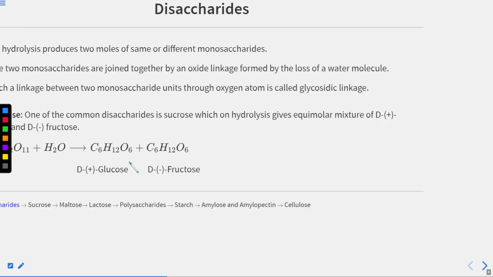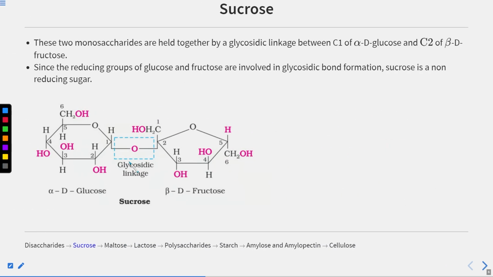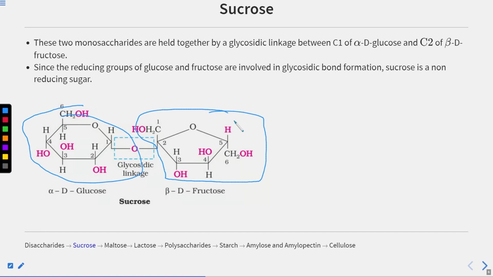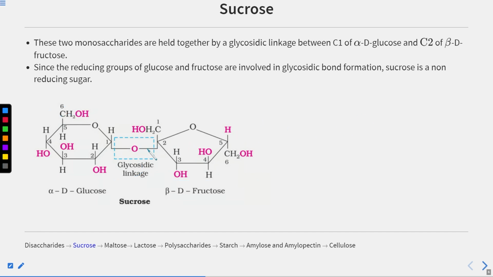Now let us see more about this sucrose. Sucrose has 2 units, alpha D glucose and beta D fructose. These are the 2 monosaccharide units, and here we have the linkage between these. If you remember the previous structure, it was like HOH here. So we have an OH here down on the simple alpha D glucose, and for beta D fructose we have OH here.